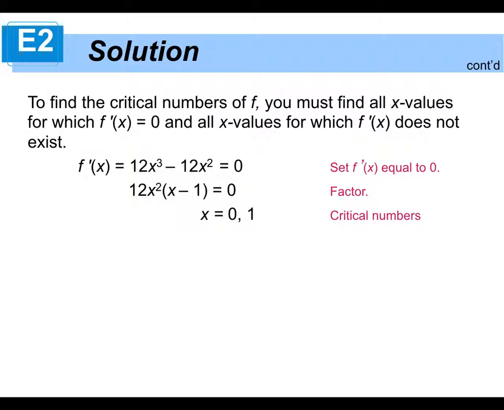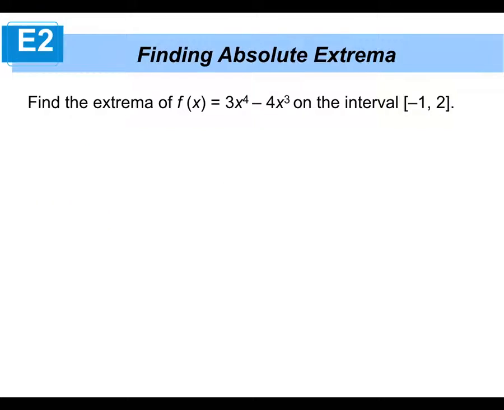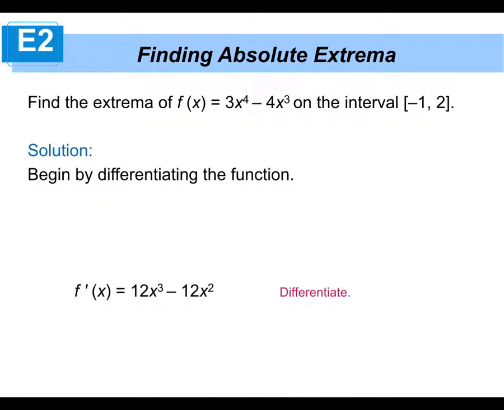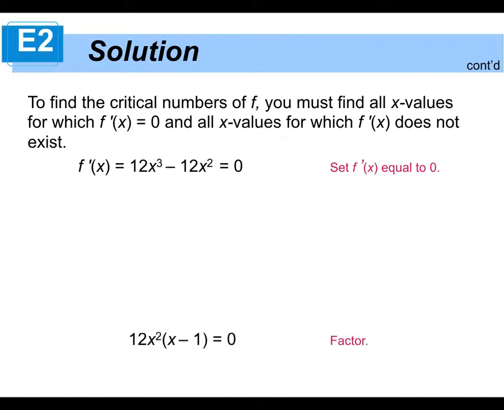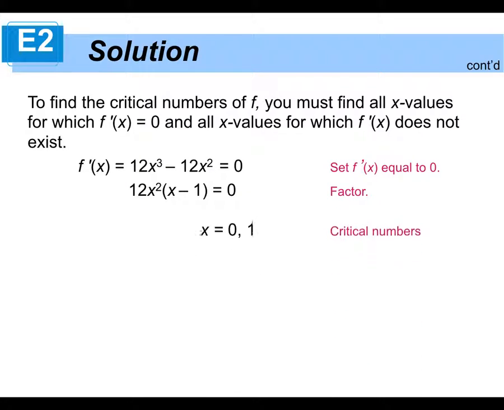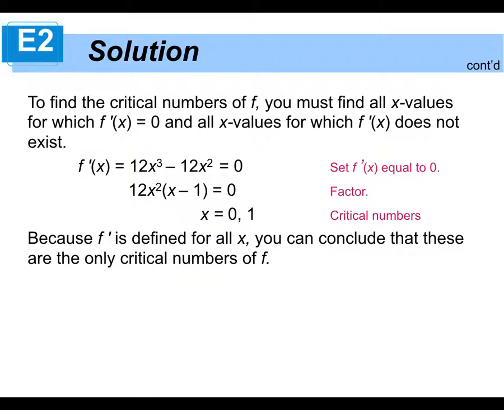I don't even remember what the function was. Oh, hold on. 3x to the 4th minus 4x to the 3rd. So if I put in 0 there, I get 0. That's not bad. And then if I put in 1, I get negative 1. These are the critical numbers.